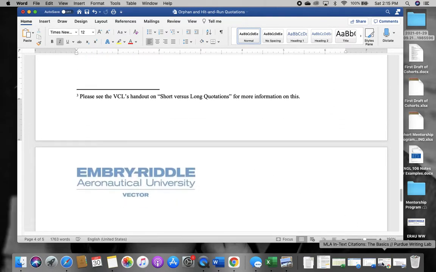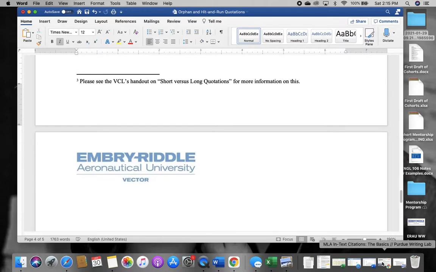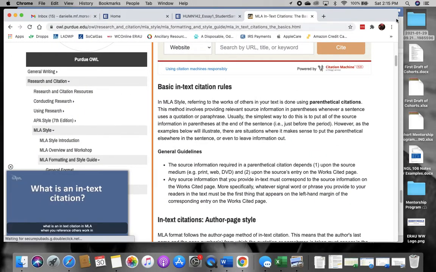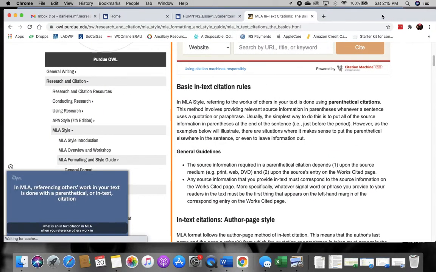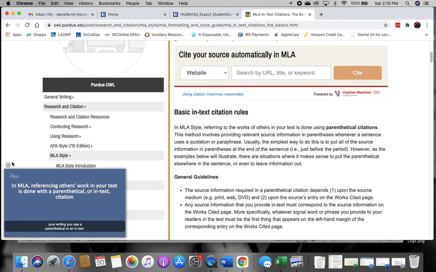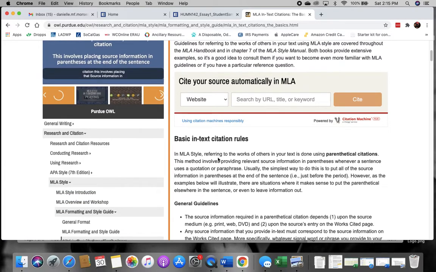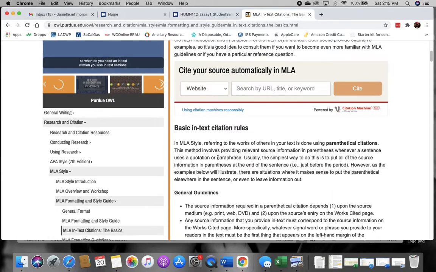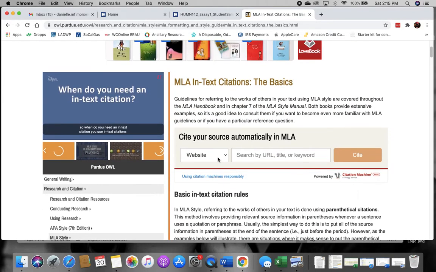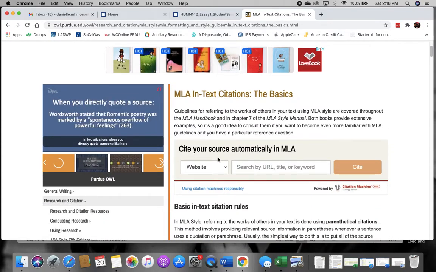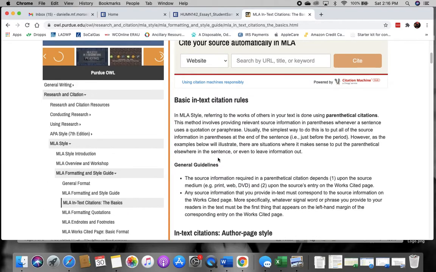So, I did want to point out MLA. I have given this link before, and I'll put it in the announcement again. But this is if you don't have the MLA handbook, this is the website you want to use for MLA information, which is the OWL at Purdue. OWL stands for Online Writing Lab.